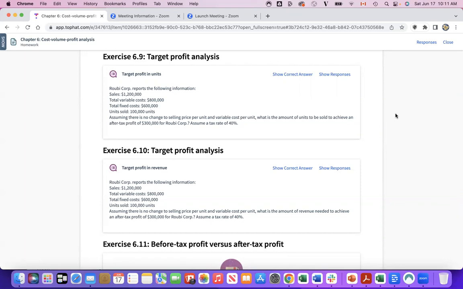So 6-9, we're going to look at how many units we need to sell. 6-10, we're going to look at the amount of revenue we need to be sold. And then 6-11, we'll look at before tax profit versus after tax profit.